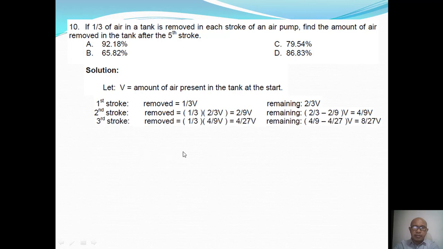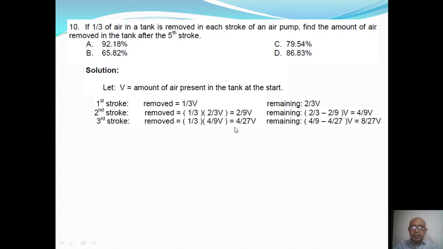In the third stroke, another 1/3 of this is removed, so 4/27 is removed. The remaining is equal to this. And so on. By the way, we can just assign V equal to 1 so it won't complicate things. We can just remove the V here, because we have any amount here.